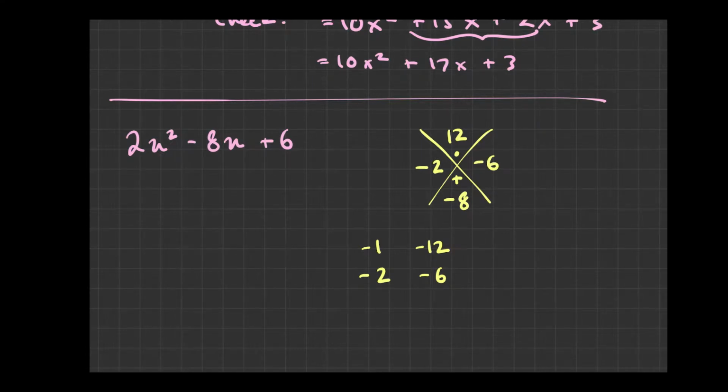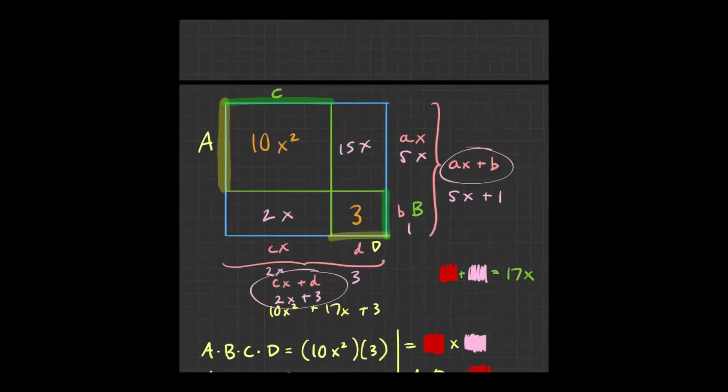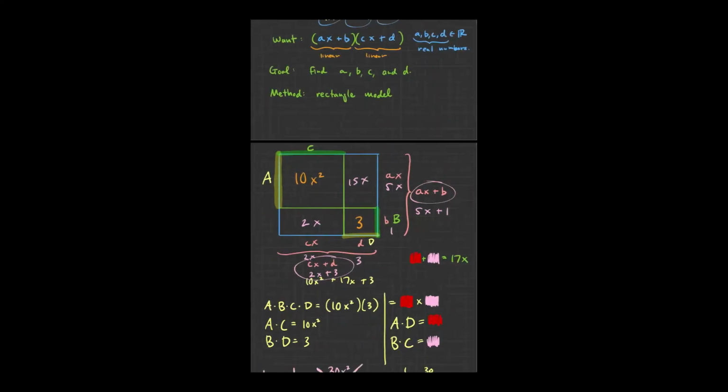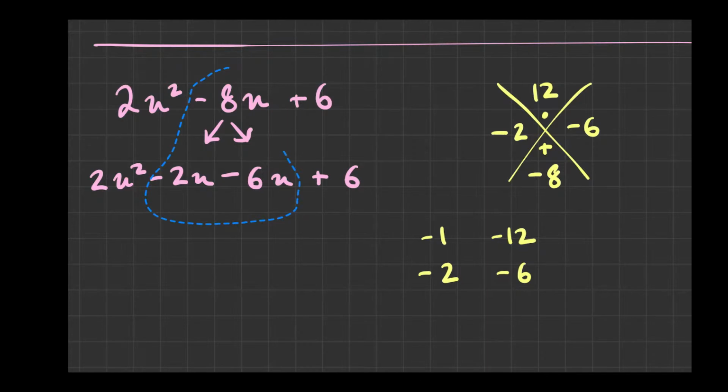And I'll show you a different way of implementing this rectangle method without actually writing any kind of big picture down. What we're saying is that this is now turning into two things. This is where we split up those factors. This is how we're splitting up these little rectangles on the side. We split it up like so. I say I've got 2u squared minus 2u minus 6u plus 6. So really what I did is I split up this -8u.